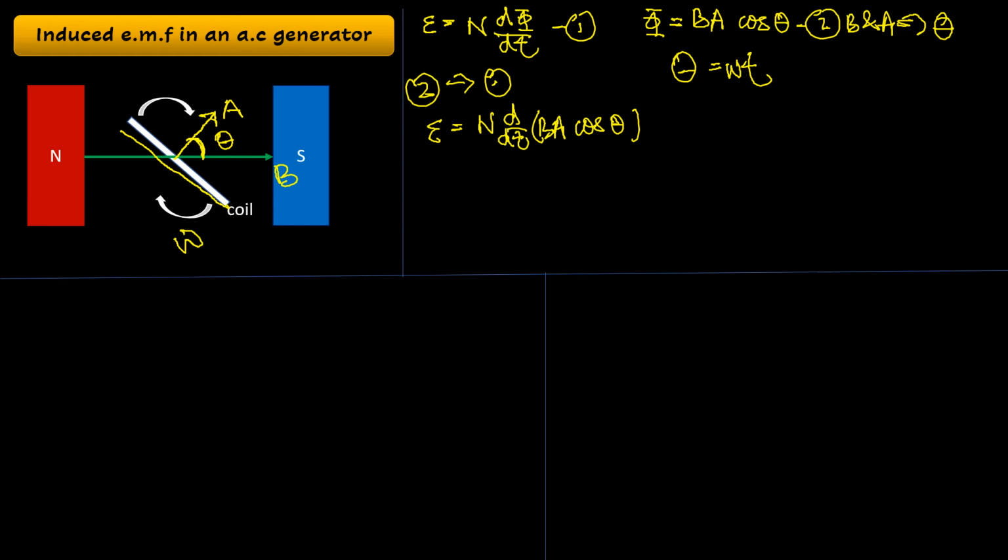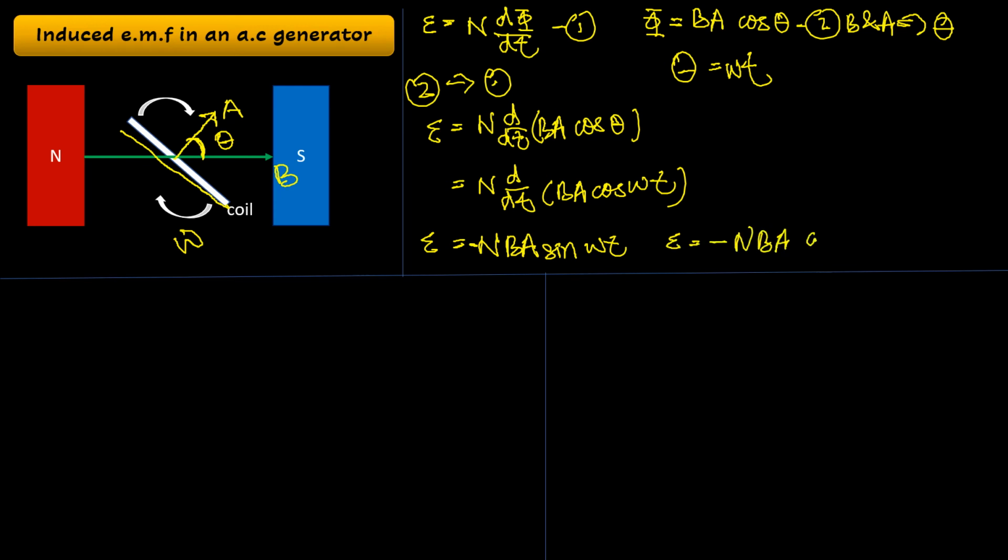In other words, this equation can be written as N d/dt of BA cos omega t. After you differentiate BA cos omega t, your EMF will be equal to negative N BA omega sine omega t. In other words, it can be written as negative N BA omega sine theta, where theta is the angle between your B and A.